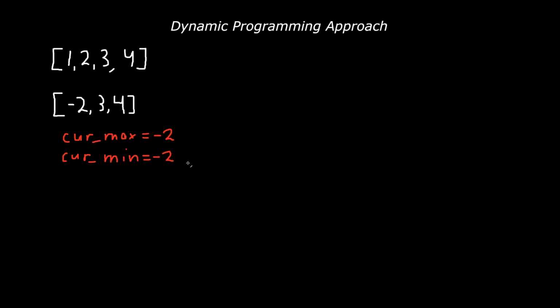Let's walk through an example. We'll initialize max and min with negative 2. Then we'll hit 3, and to update current max, we are going to take max of current number and current number multiplied by current max. As we can see, max of these two values is going to be 3, so we will update current max with 3. We are going to do the same to update current min, so it will become min of 3 and minus 2 times 3, which is going to be negative 6.